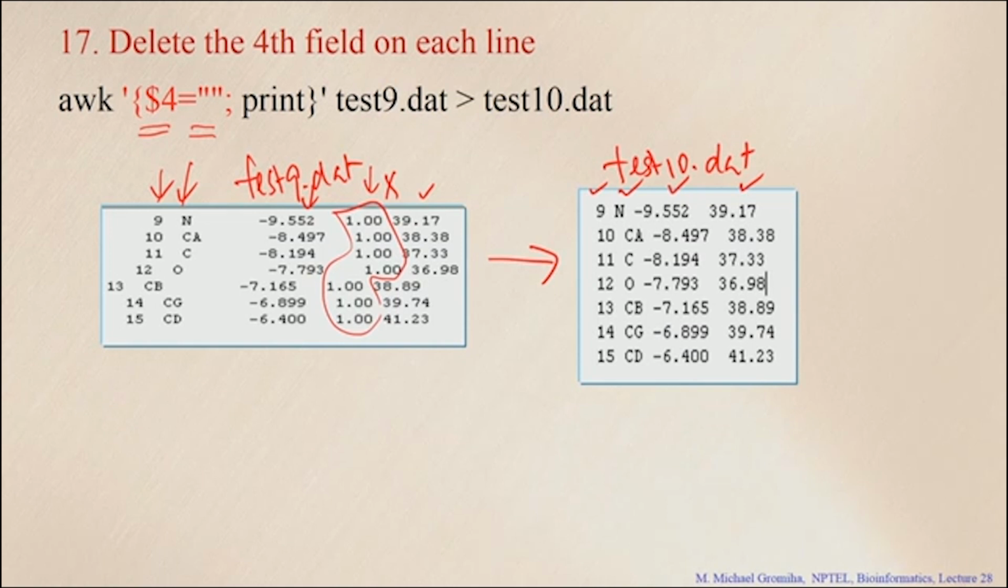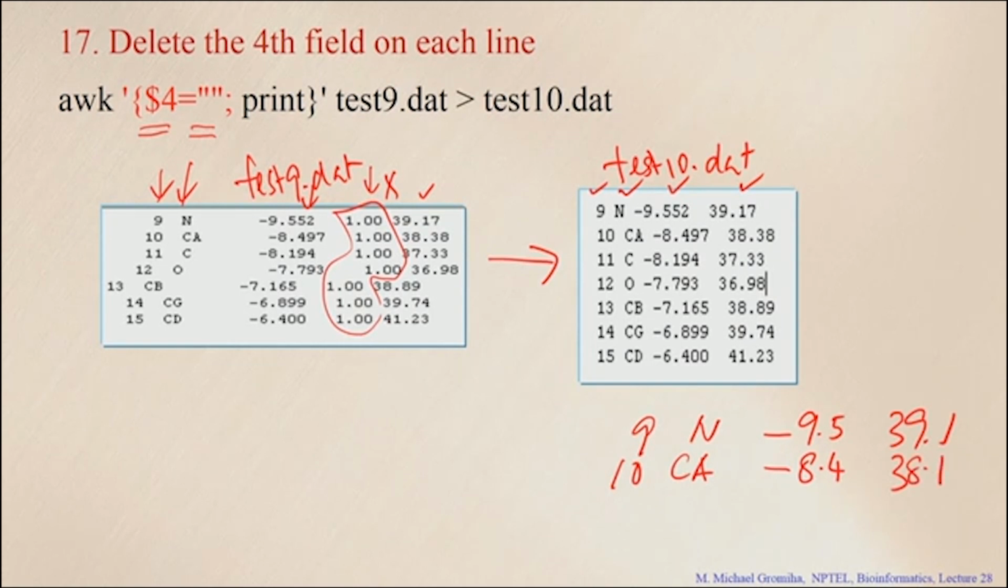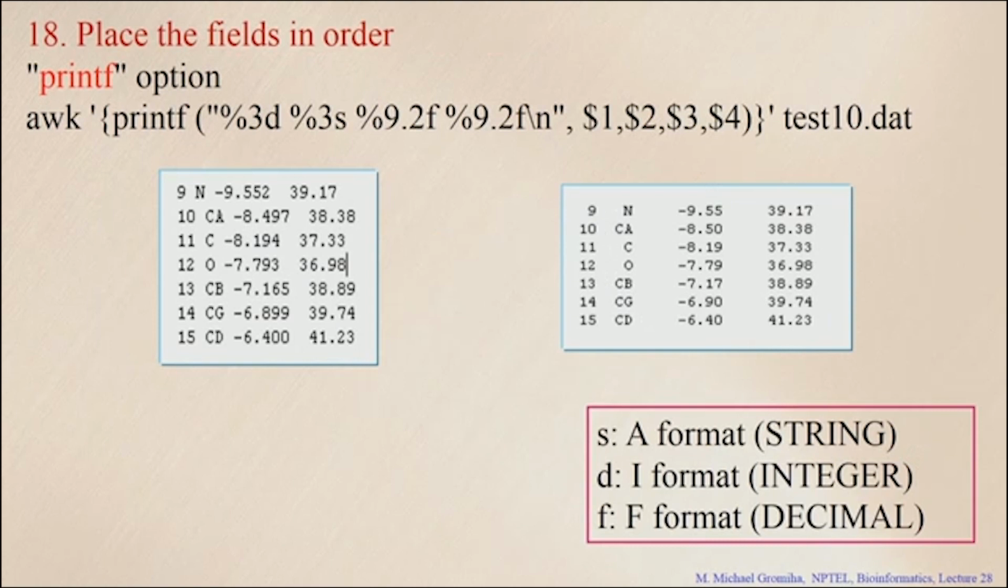Now, in the file, if you see this one, this is not in order, this is arranged in chaos. So, is it possible to arrange this in order, because it is better if you have it in a specific order. For example, it is 9 and minus 9.5 and 39.1. So, 10 should be like this. So, C A should be exactly 8.4. So, this is 38.1. If we arrange this, that looks good. So, if you do this, we can also place the file fields in a specific order.